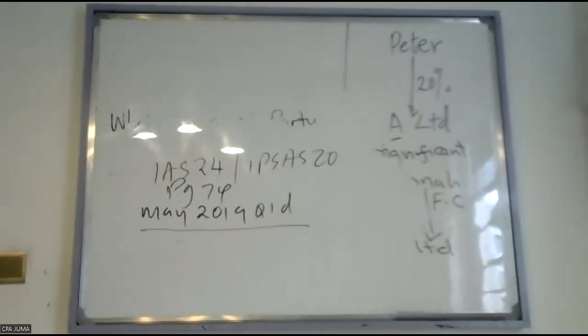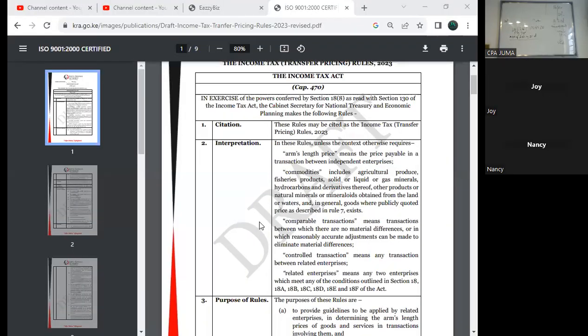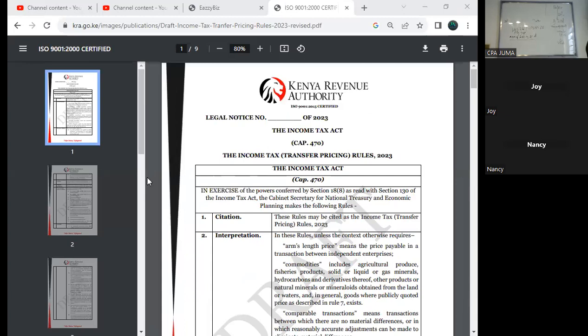So, let me screen share this one here. I hope you can see what I'm sharing on the screen. Yes, you can see what I'm sharing.